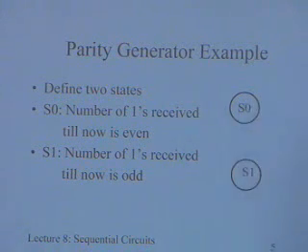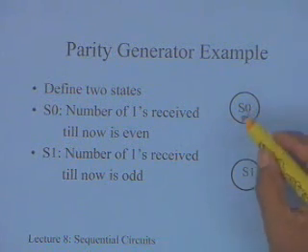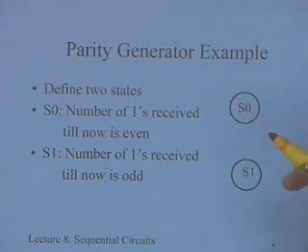So now let us look at the representation of the state machine. Typically a state machine is drawn in terms of a graph. It has some nodes. The nodes correspond to the states and edges correspond to the transitions. So I have two states over here, S0 and S1. And what I need to define are the transitions from these states. So now, if I am in state S0, that means the number of 1s received till now is even.